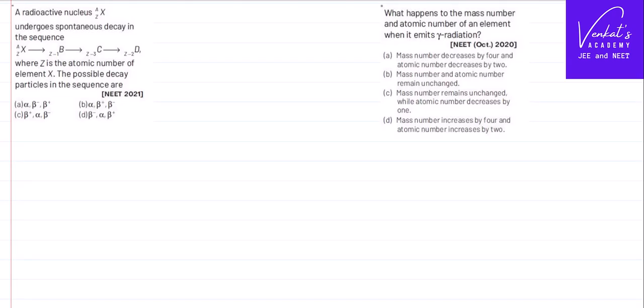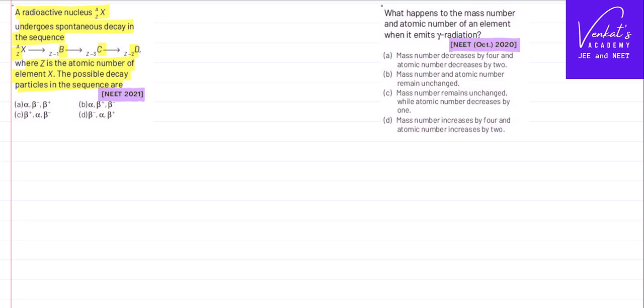Here in this video, we are solving two questions that were given in NEET 2020 as well as NEET 2021 from the chapter Nuclei of the second year plus 2. Let us read what the question is. A radioactive nucleus undergoes spontaneous decay in the given sequence, where Z is the atomic number and X is the element. The possible decay particles are what? That is the kind of question being asked.